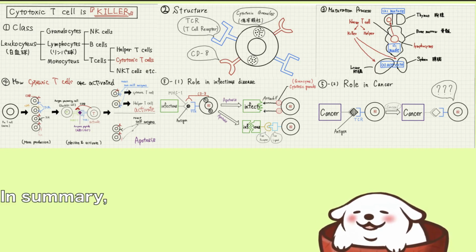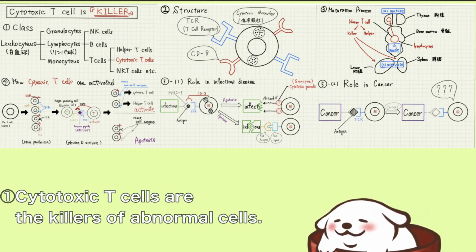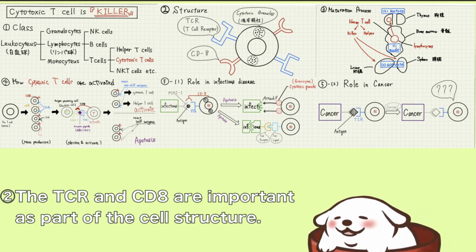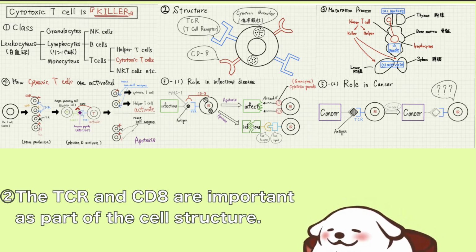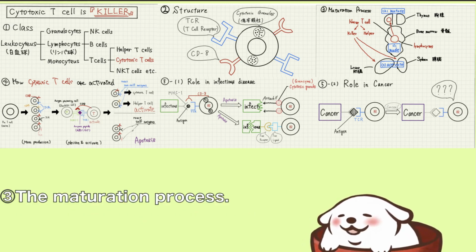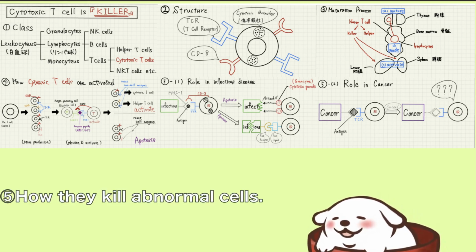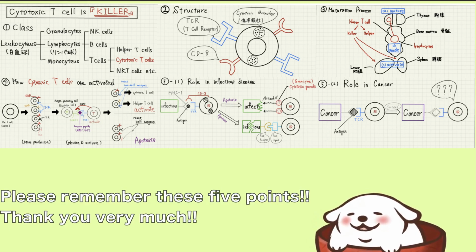In summary, cytotoxic T cells are the killers of abnormal cells. The TCR and CD8 are important as parts of the cell structure, the maturation process, the activation process, how they kill abnormal cells. Please remember these 5 points.